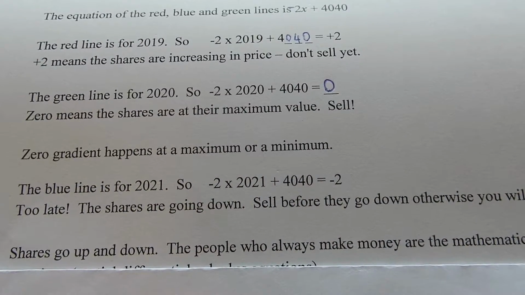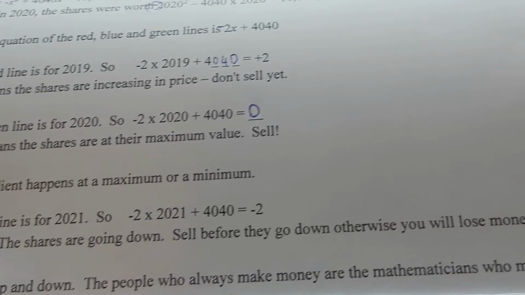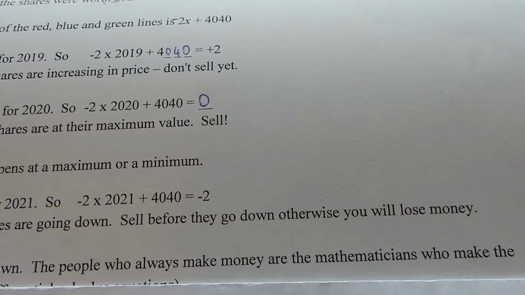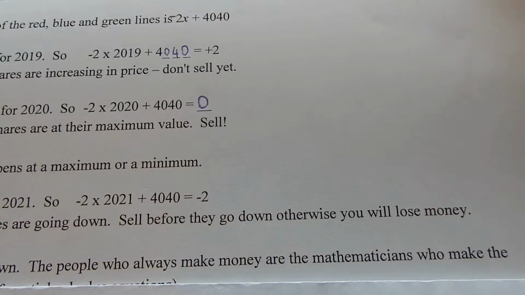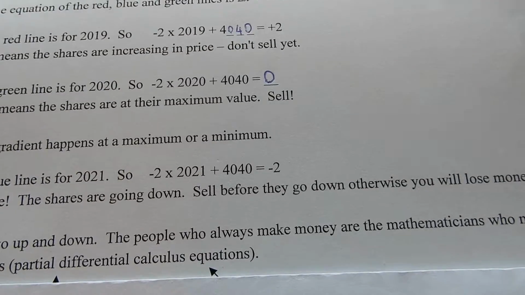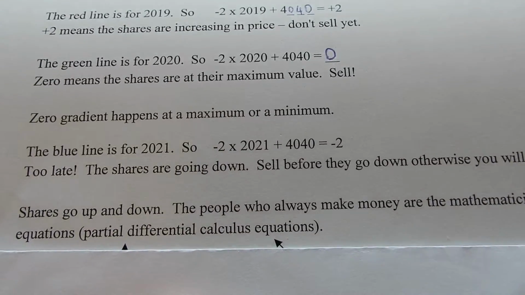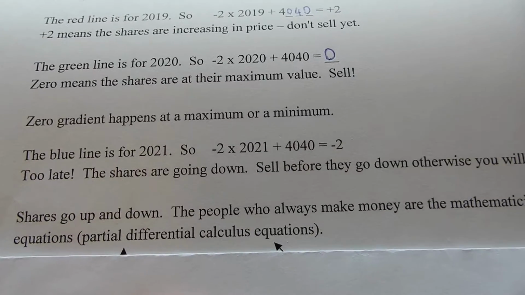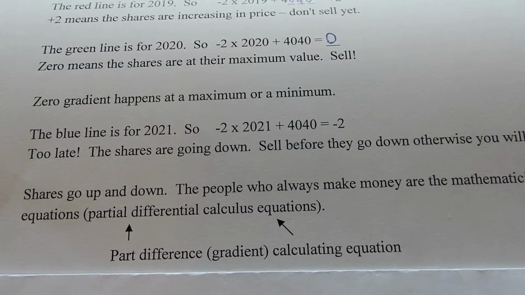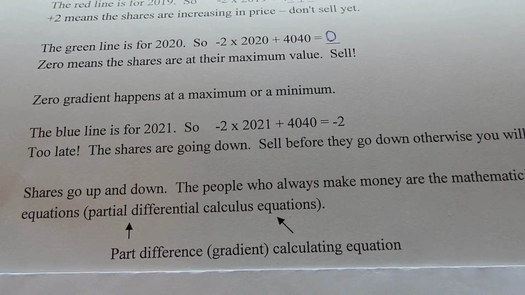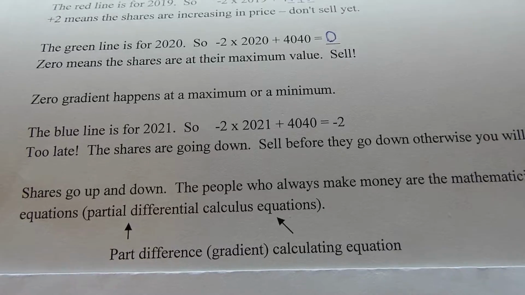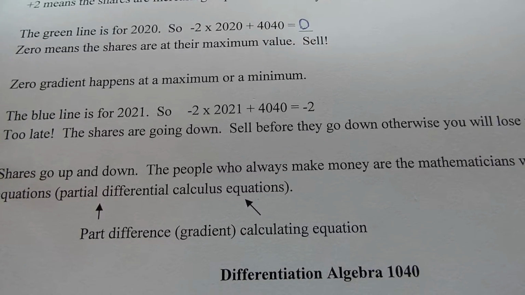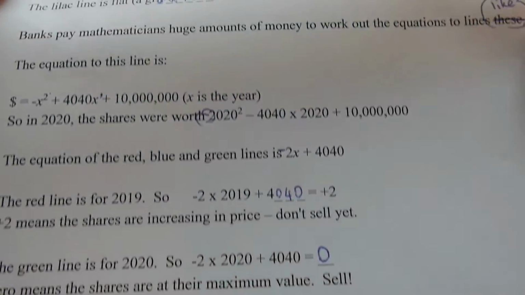Shares go up and down. The people who always make money are the mathematicians and the brokers, the people who sell the shares. The mathematicians who make the equations. These are called partial differential calculus equations. Part of the difference, that's the gradient, and they're calculating equations. This is why I teach my students differentiation.